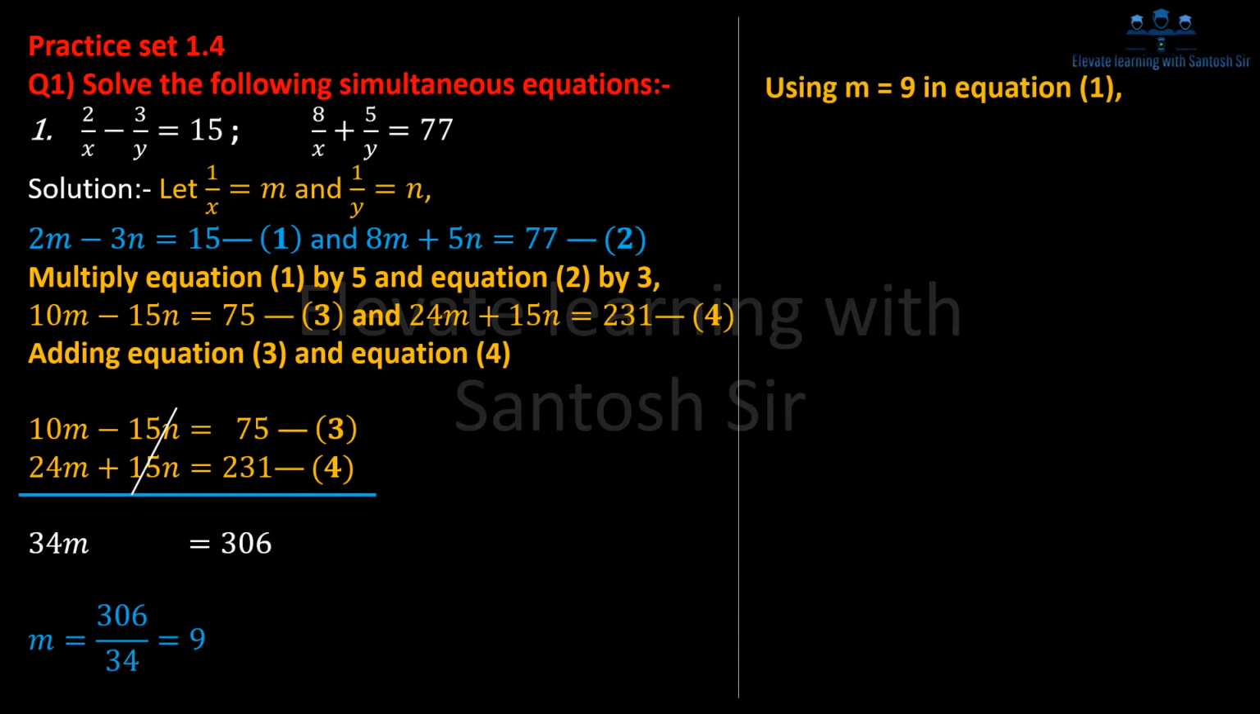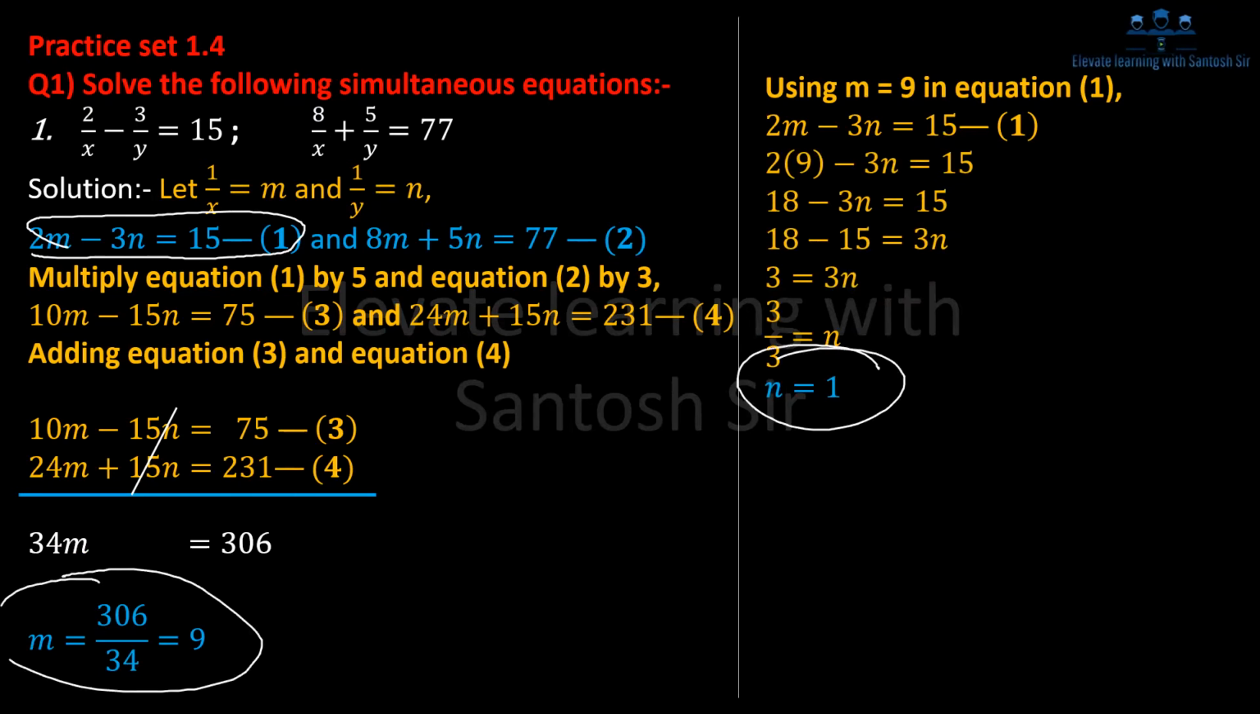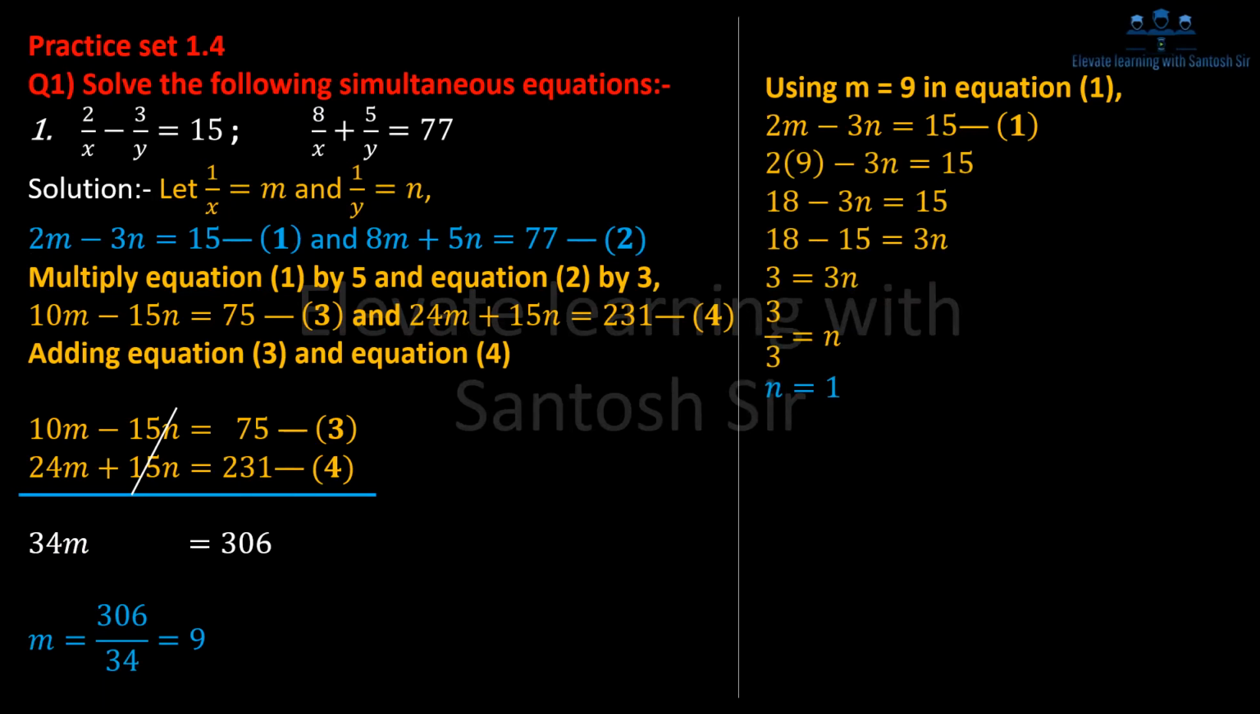So we are using m is equal to 9 in the first equation over here. So let's use it. This is the first equation. In the place of m, we will put 9 and then we will solve ahead to get the value of n. We get the value of n as 1. Now we have the value of m and we have the value of n. But the question has asked us to find the values of x and y.